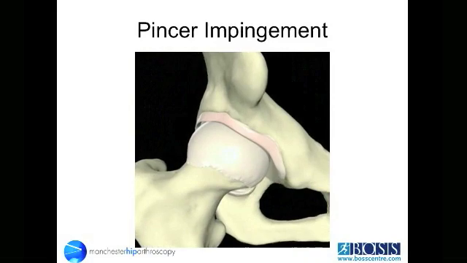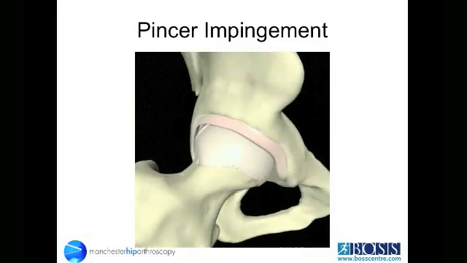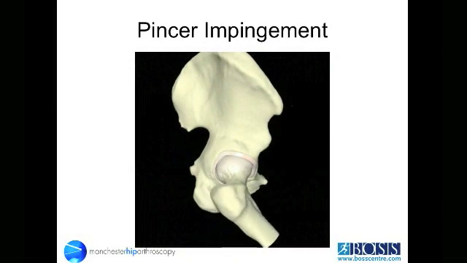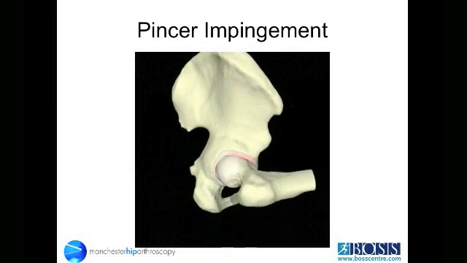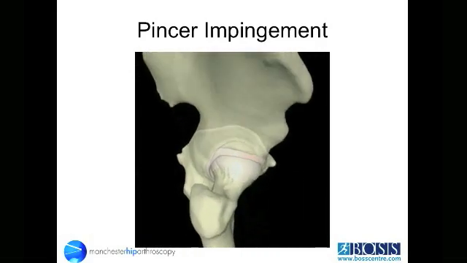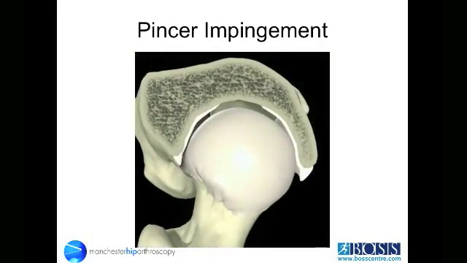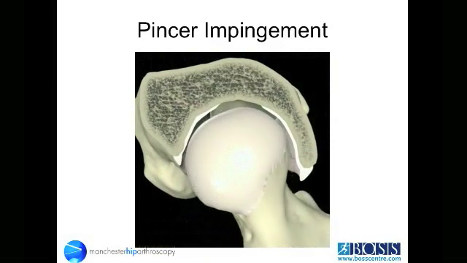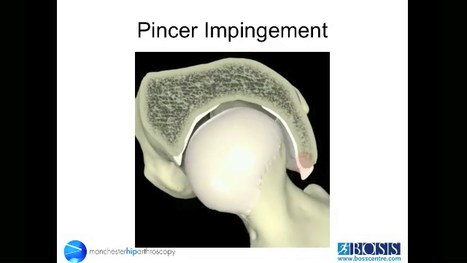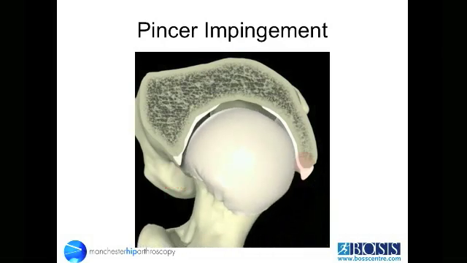The next cause is pincer impingement, and as I said before, this is due to either an overhanging anterior rim, or in some patients the whole acetabulum will be abnormally positioned and usually retroverted. It has a similar effect. As the normal head neck comes up, it bashes off the rim. Repeated injury can often cause shredding of the labrum or even ossification.